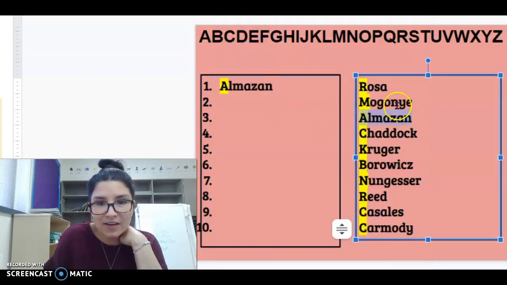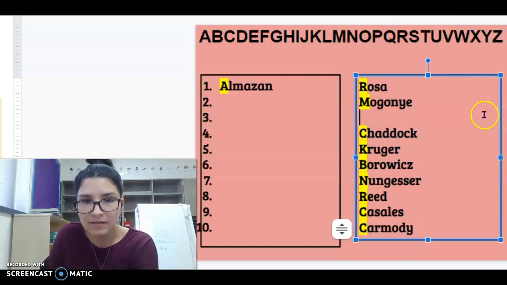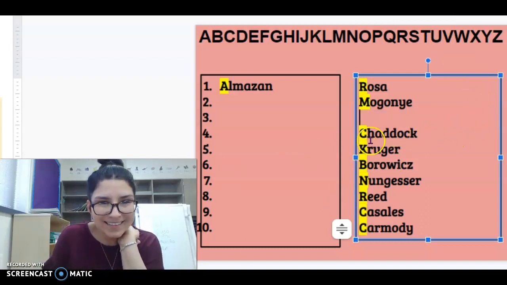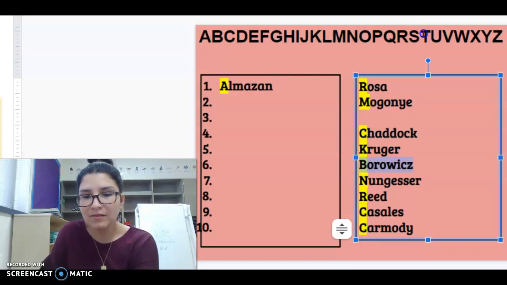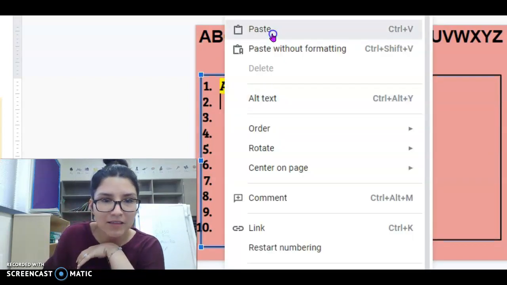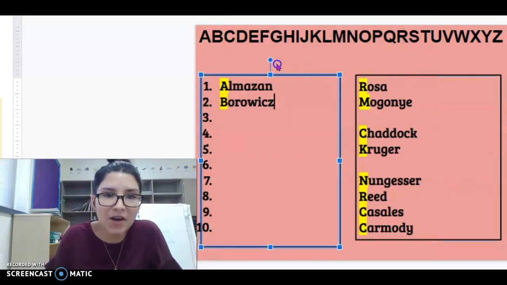So I'm going to take her name out of the list. Goodbye. All right, let's go to the next one. B. Do we have a name that begins with B? We do. Who is it? Borowitz. Put it right there. Good job. Let's keep going.